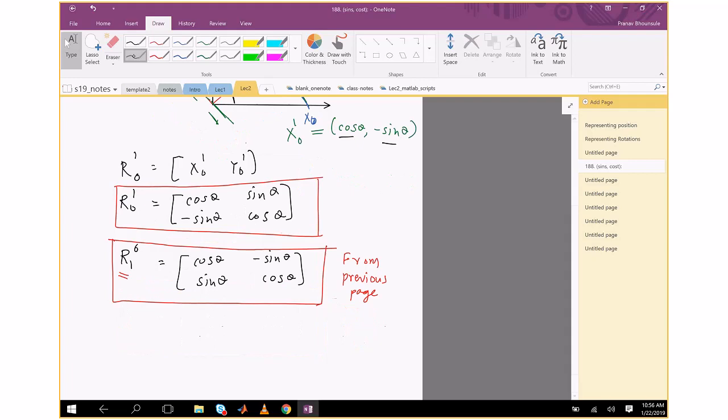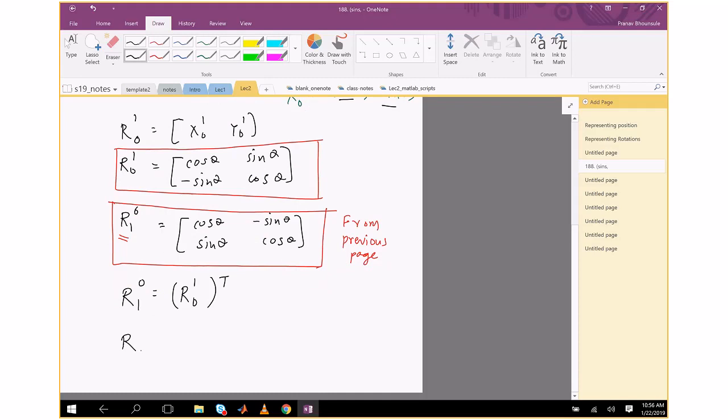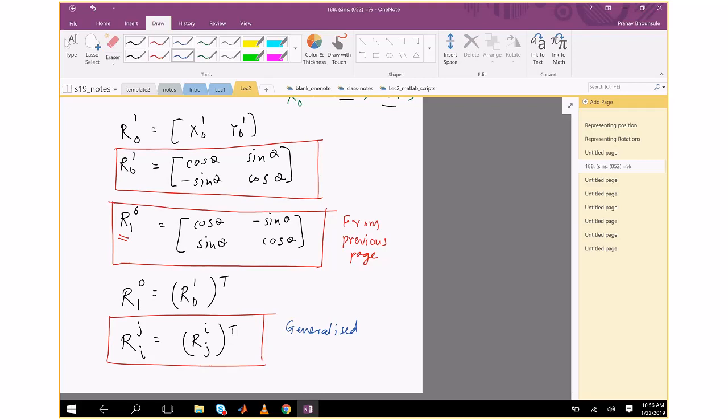What you can see is R10 is actually the transpose of R01. R01 transpose is R10. Okay, and this is always true. Rij is always equal to Rji with the transpose. This is the generalized form for the rotation matrix. It's very useful because now you don't have to do this math all the time. You just find one of them and just take the transpose to find how the reverse transformation works.